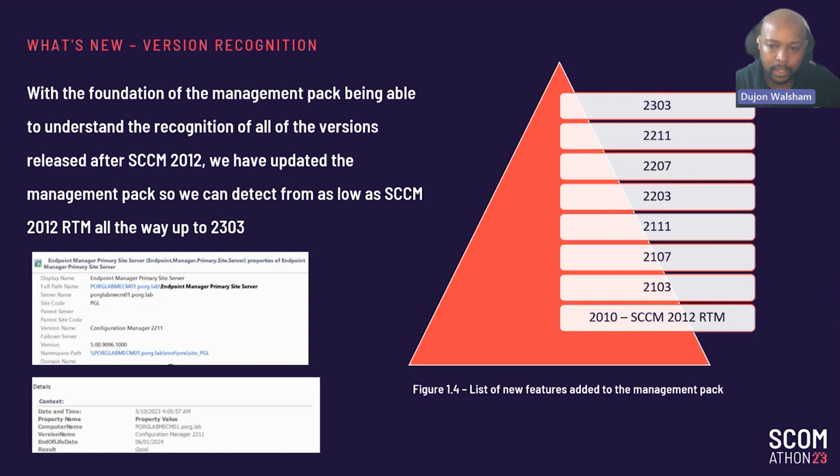And that's mainly because there is a monitor which also looks at the site failover. Another thing that we will look at bringing into this management pack in the future is looking at any service which plays the passive site role to your primary site server. So that's another thing. We've also got the version name and the version, so we can see that this particular test server is running version 2211, just under 2303.